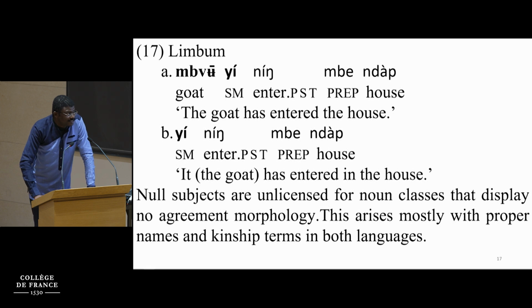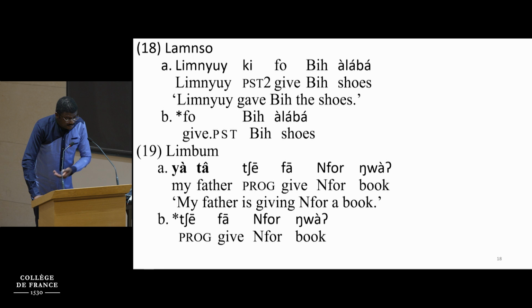morphology. So this is the case in most Grassfield Bantu languages, the case of names and kinship terms. In 18, for example, and 19, the A sentences, you have the subject, but you don't have any morphological agreement to encode subject-verb agreement. And as a result, you cannot drop the subject in this specific case. So let's say that pro-drop in these languages is licensed by the subject markers, right? If you have a subject marker, then you can have a null subject.